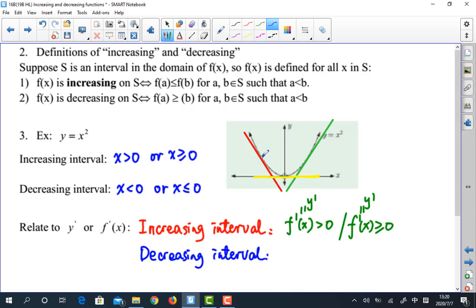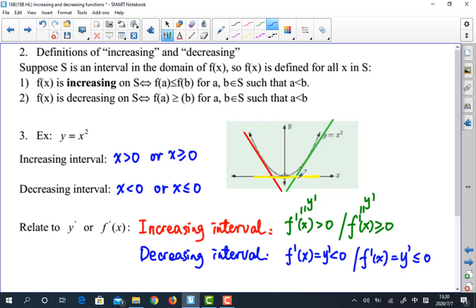This slope is negative. Or you can say f prime x equals y prime is less than or equal to 0. When y prime equals 0, you have the horizontal tangent line. On this parabola, there's only one point where you can draw the horizontal tangent line. It's at x equals 0.